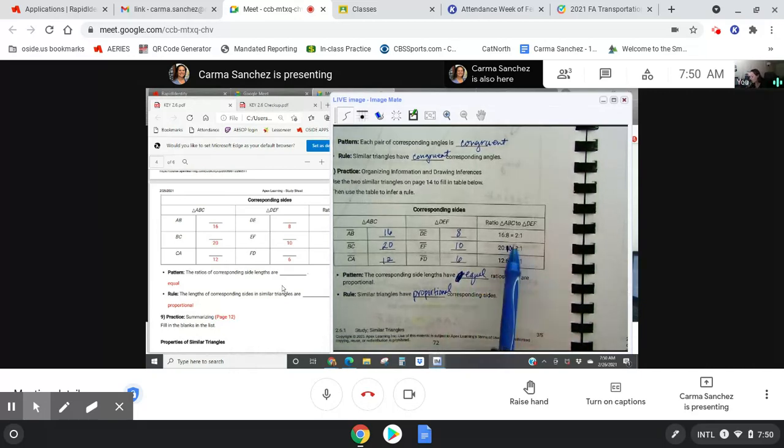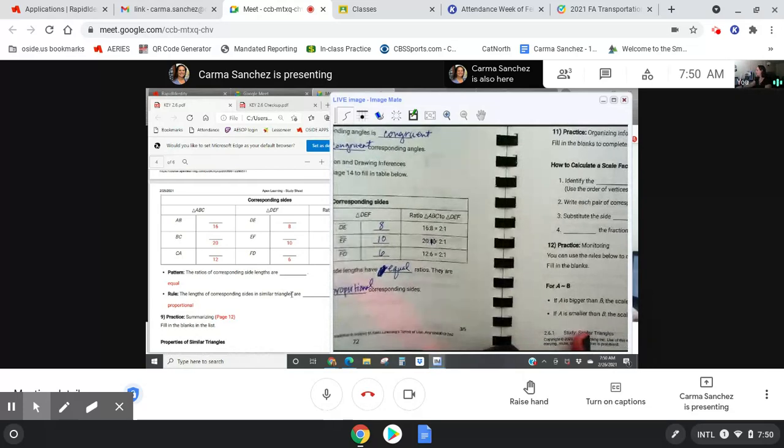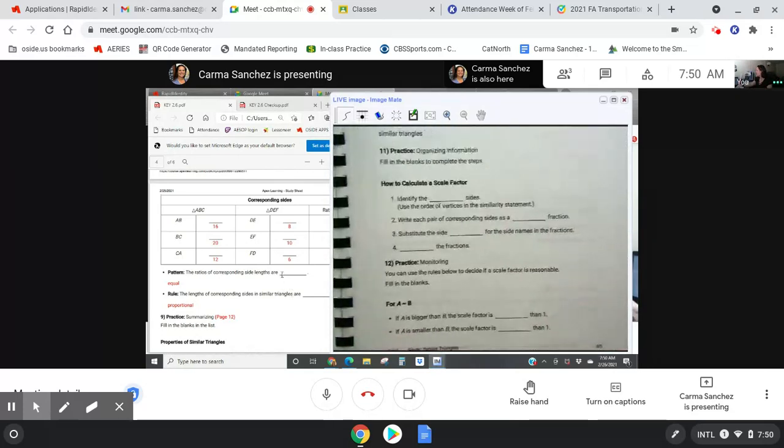Okay, so did you notice that these were 2 to 1? So it's like we're going to be saying things like certain triangles are half the size of the original. They are double the size of the original. They are triple the size of the original. There's going to be a proportional relationship. Okay, let's look at this next one.